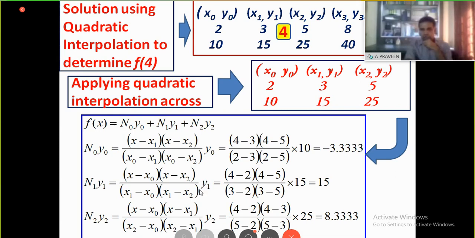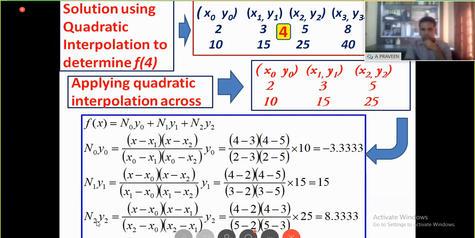Again, substituting here 4 for x, 2 for x0, 5 for x2. So you get x minus x0, x minus x2. The x1 term is not here for the n1 polynomial. So here again, x1 minus x0, x1 is 3, 3 minus 2. The other is x1 minus x2, 3 minus 5. You get this multiplied by 50. Get 50.